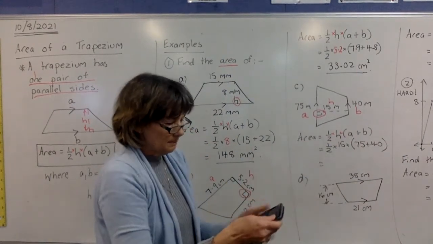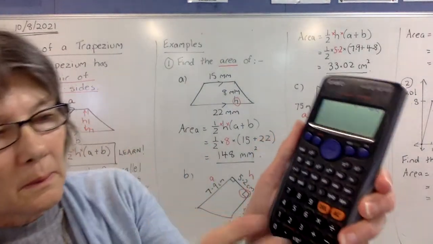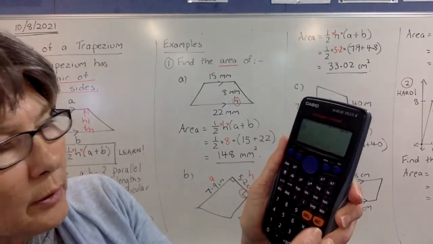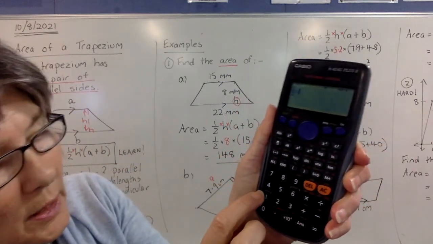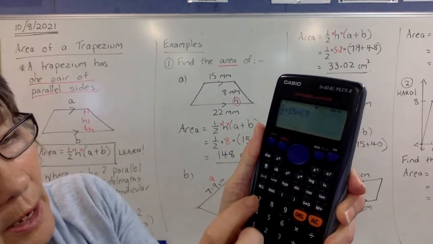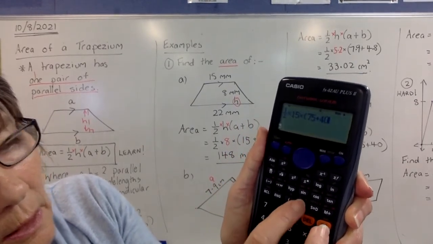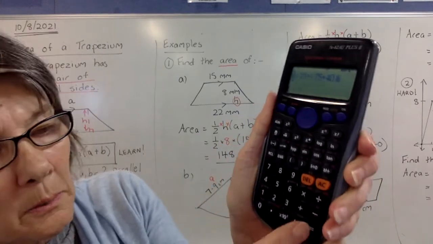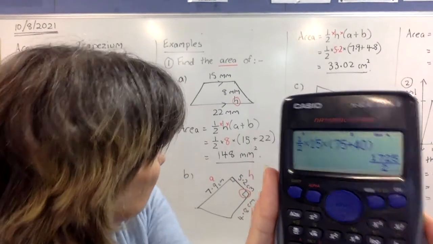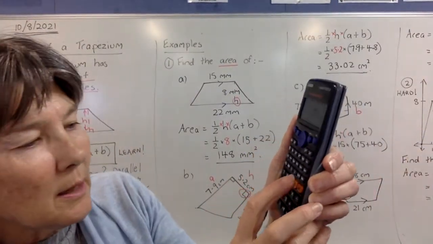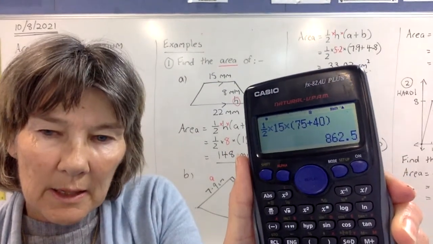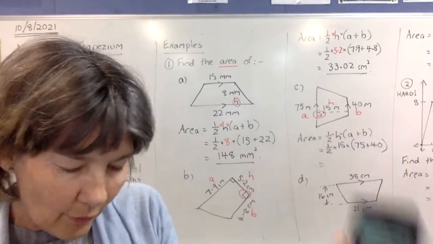So we're typing in fraction key, 1, down arrow, 2, right arrow, times 15 times, open bracket, 75 plus 40, close bracket, there it all is, press equals at the end, and you get that funny answer there. I don't like the look of that answer. So we're going to use our SD key, press SD, and I like the look of that answer, so I'm going to take that one, 862.5.